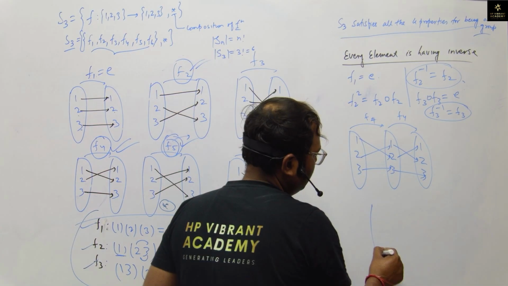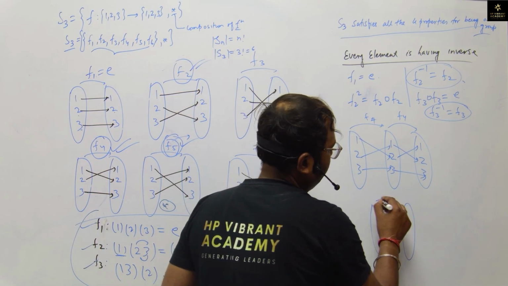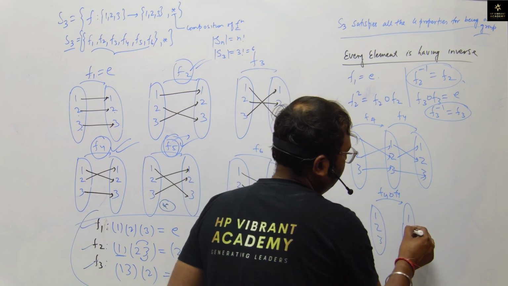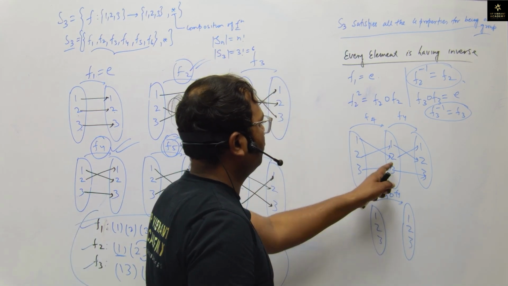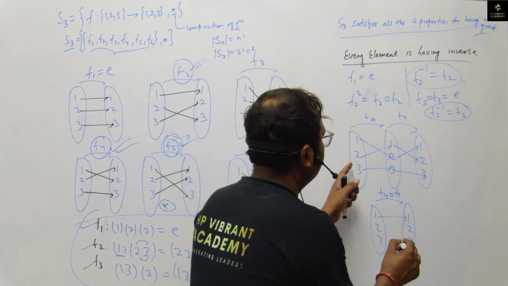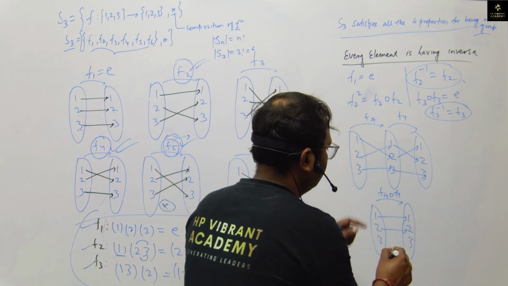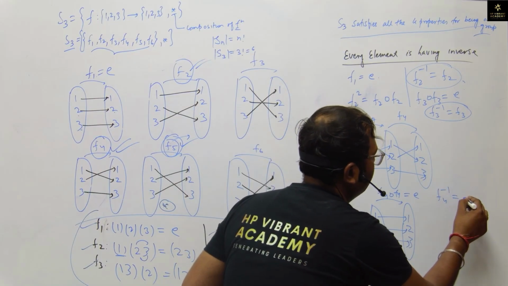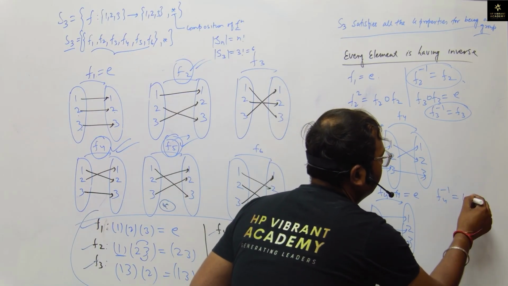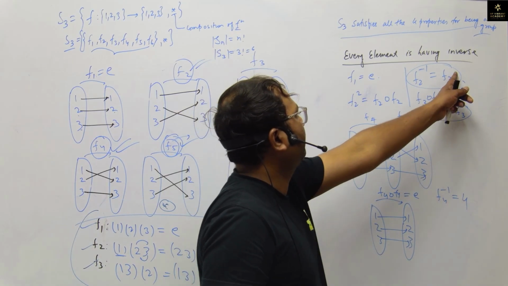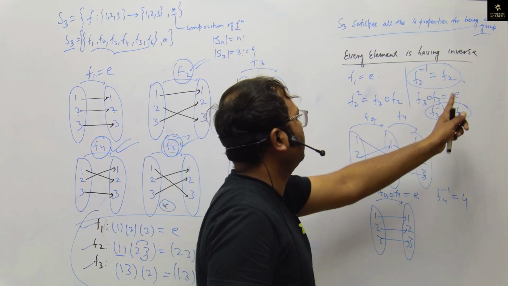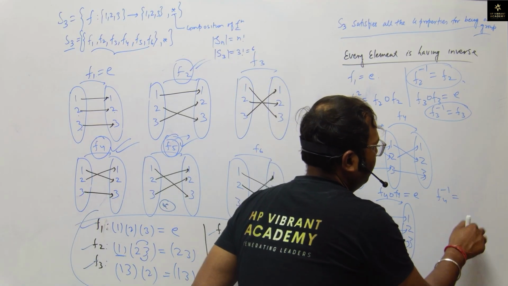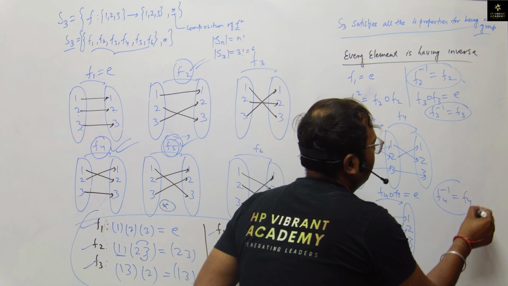So this means f4 operation f4. 1 2 and 3. So 1 goes to 2, 2 goes to 1. This means 1 goes to 1, 2 goes to 2, 3 goes to 3. This is nothing but the identity element. So the inverse of f4 is f4. So the inverse of f2 is f2, the inverse of f3 is f3, and the inverse of f4 is also f4.